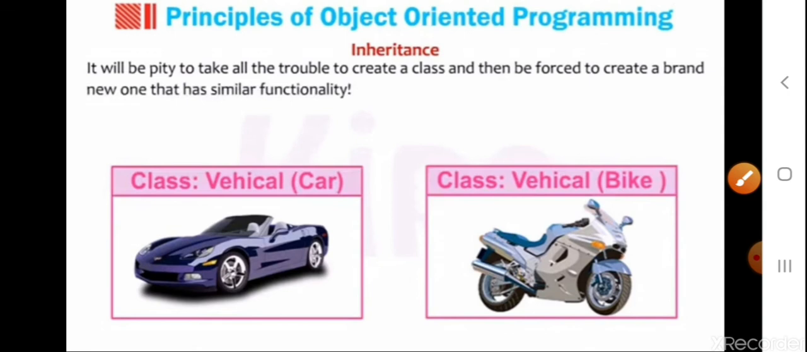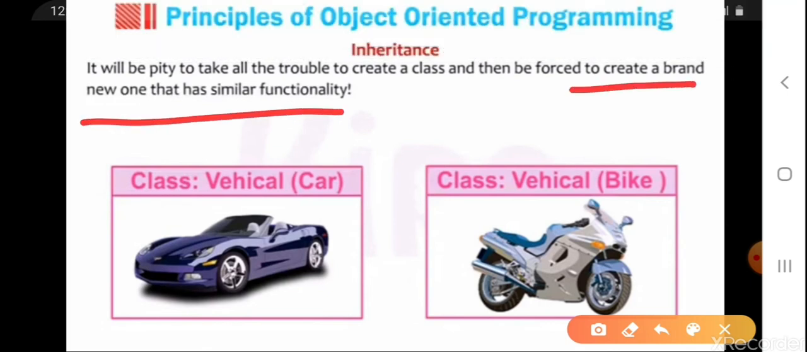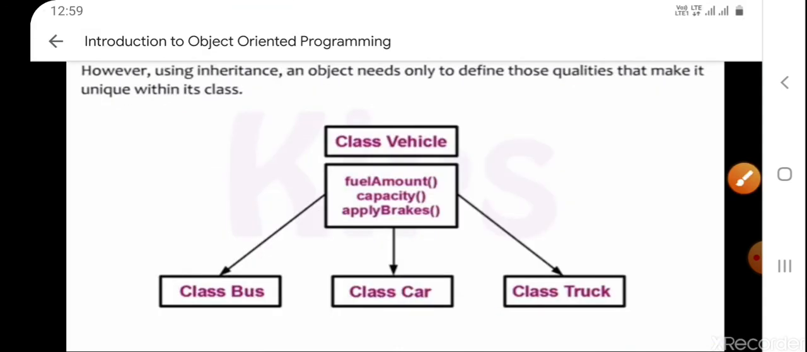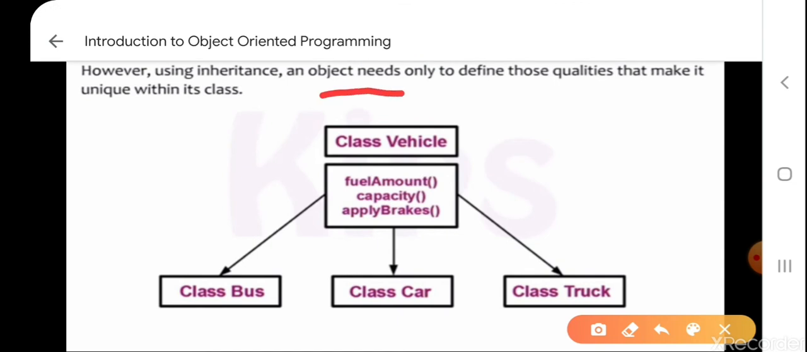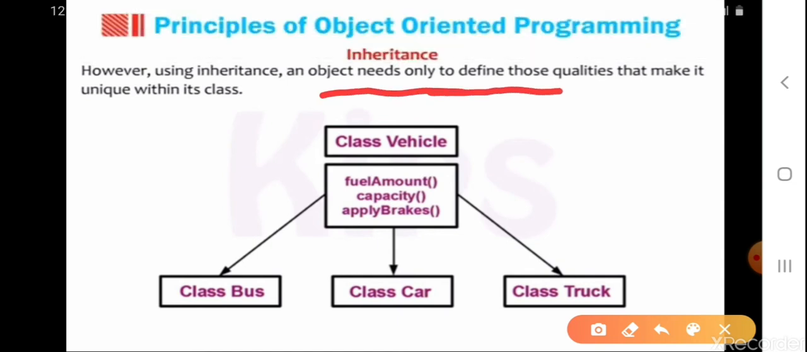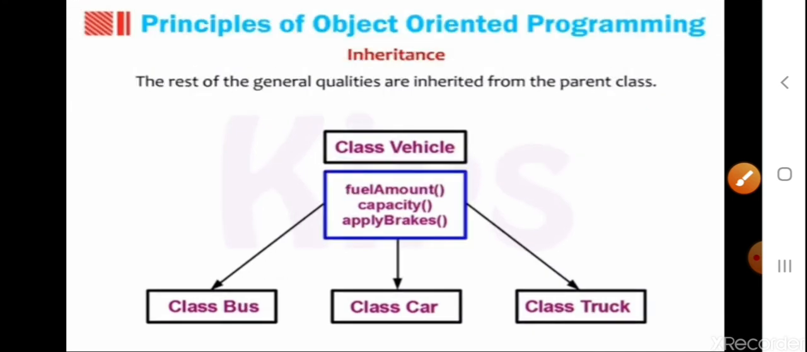Now, it would be a pity to take all the trouble to create a class and then be forced to create a brand new class that has the same functionality over and over again. However, using inheritance, an object needs only to define those qualities that make it unique within its class. Then, the rest of the general qualities are inherited from the parent class.